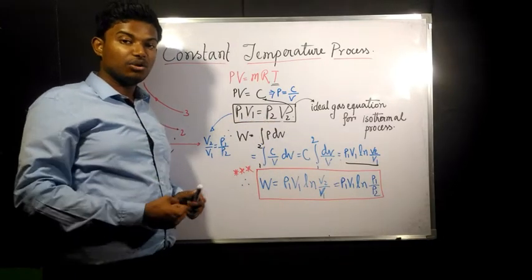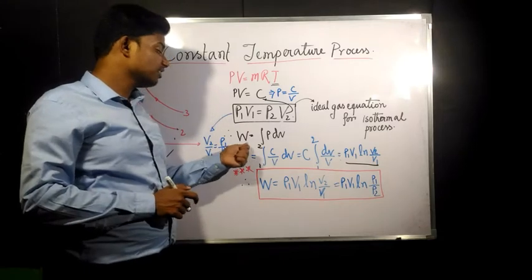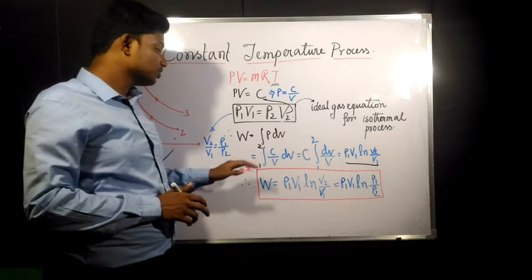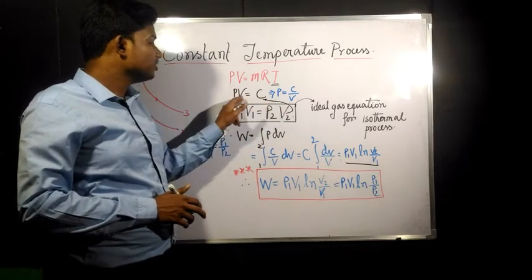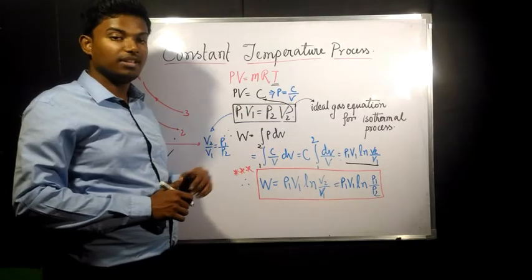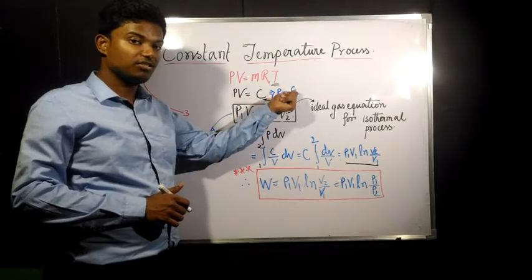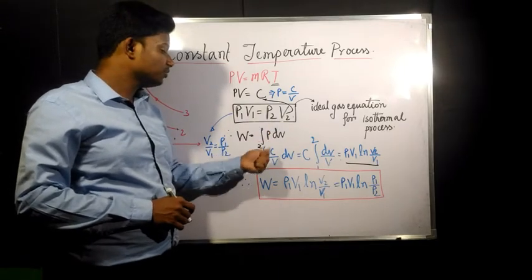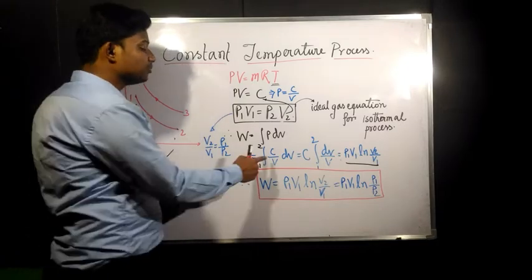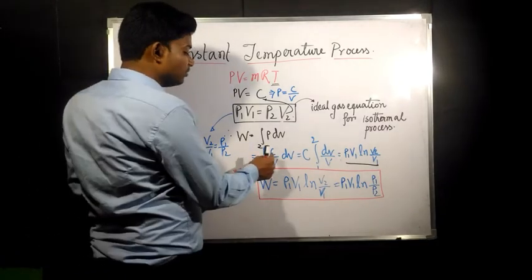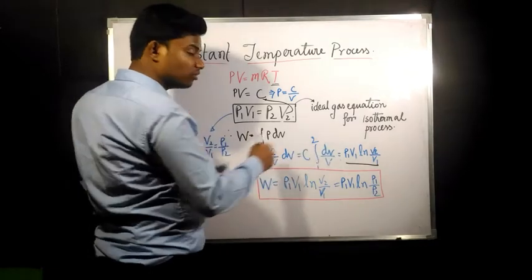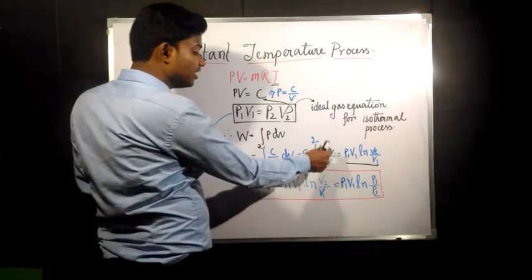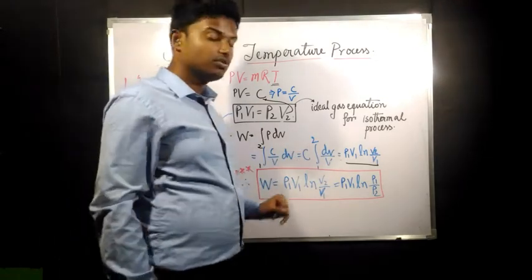Now if we need to derive the work output from this, we know that work done is equal to the integral of P dV from state 1 to state 2. This pressure can be written from this equation as constant by V, P equals C by V. If you replace P here with C by V, that means C by V into dV. Since C is constant, C will come out of the integration. Now we need to integrate dV by V from state 1 to state 2.